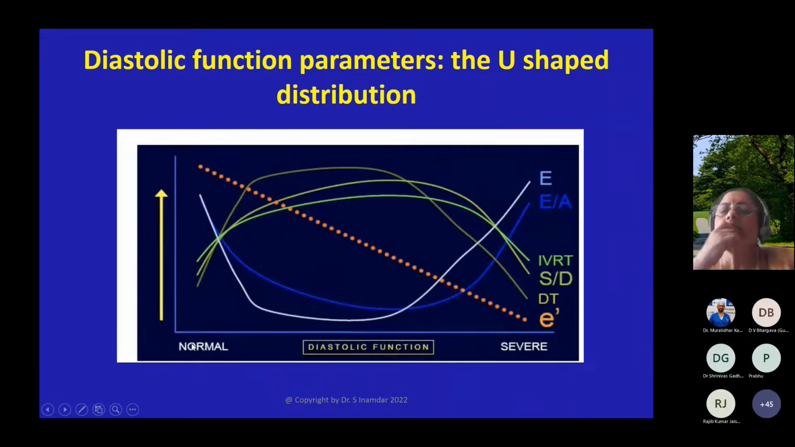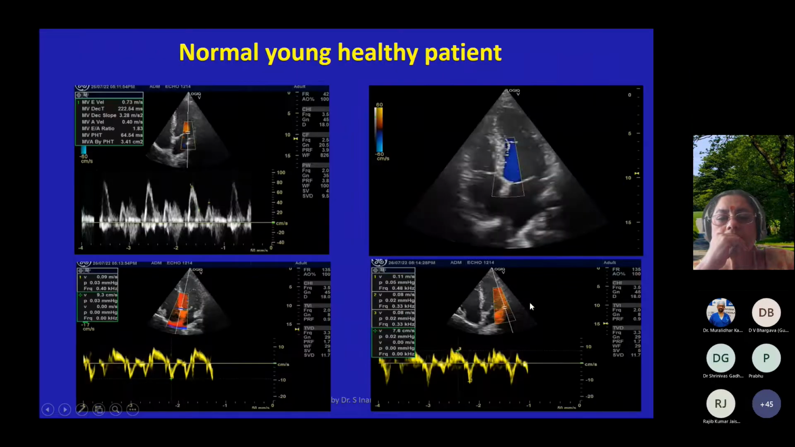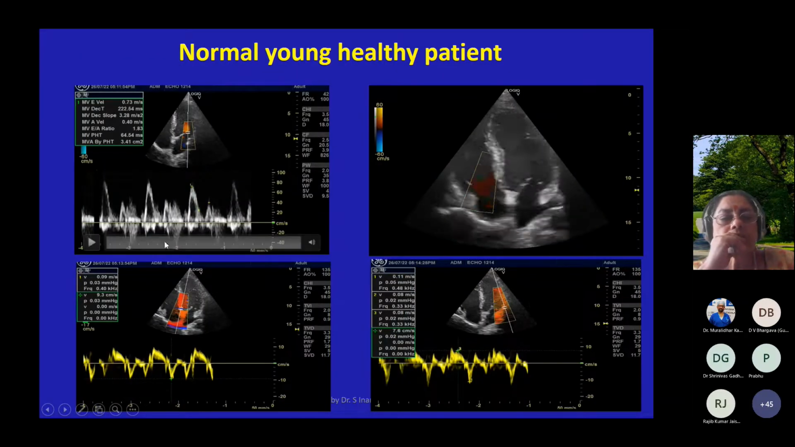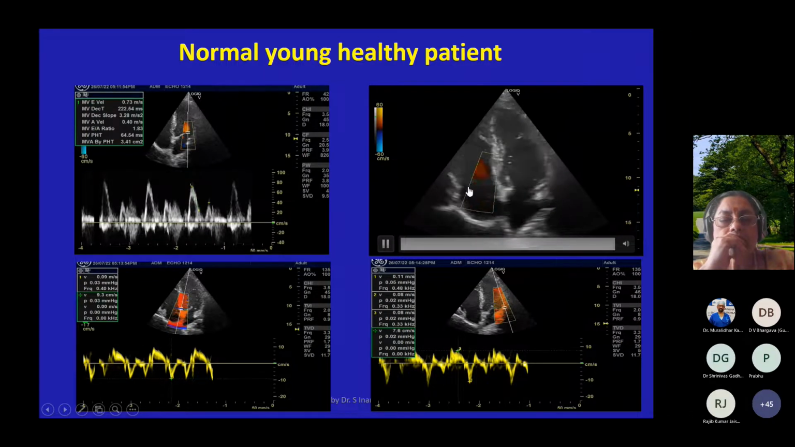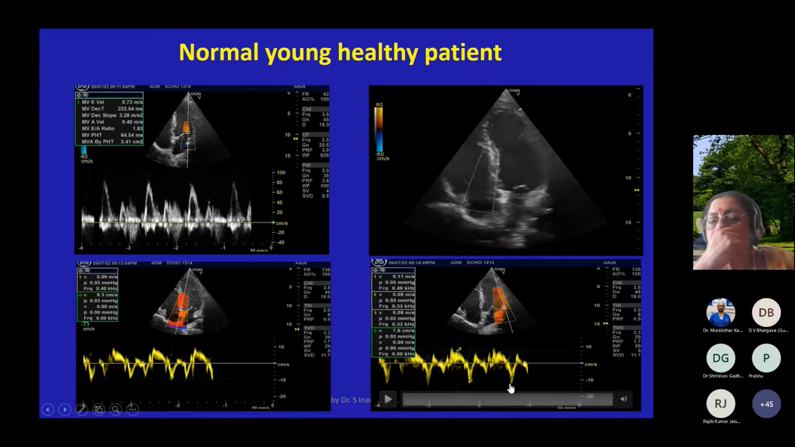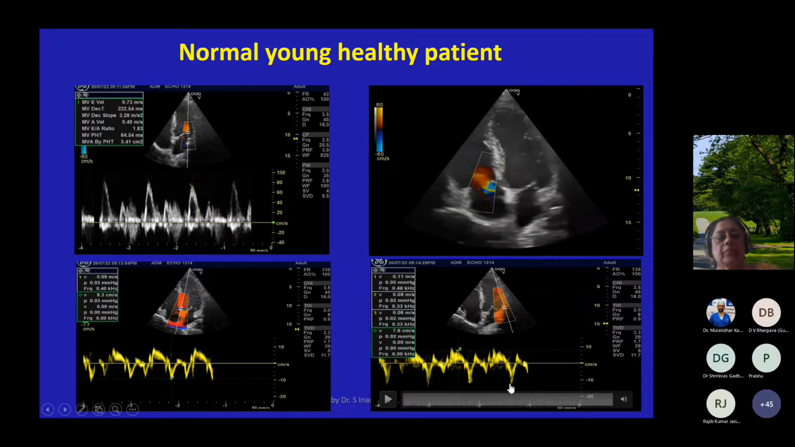Tissue Doppler helps us. In an athlete's heart or normal individual, put tissue Doppler. If it is normal, they are normal. Don't label them as diastolic dysfunction patients. That is what I wanted to imbibe upon you. And this is a normal, healthy, young adult patient. See, E by A more than 2, but there is no TR. The tissue velocities are normal.